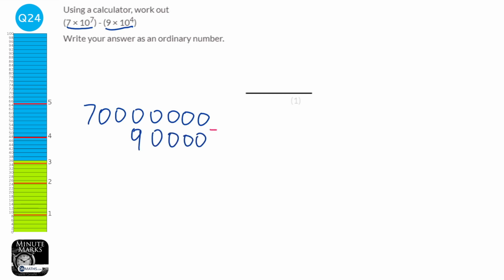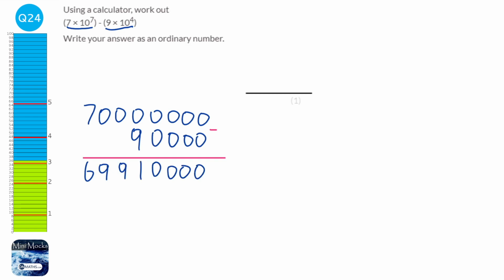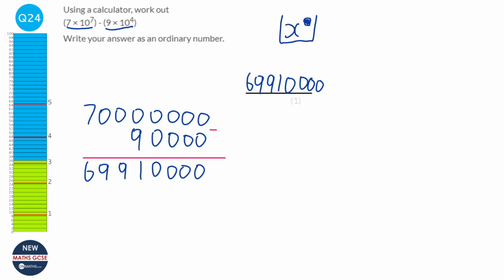And so we're just subtracting them like that. And so we'll get 6, 9, 9, 1, 0, 0, 0, 0. And obviously if this is on the calculator paper, just type it into your calculator. There are no tricks here. You can't do anything with the 7 and the 9. You're not subtracting powers or anything. You're just literally typing in what it says. And there's a button on the calculator like that that you will need to use. So if you don't know what that is, ask your teacher or ask someone to help you out with that.